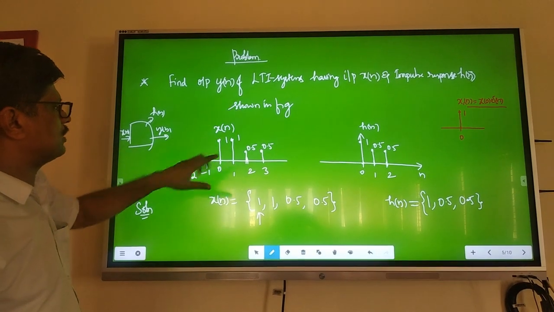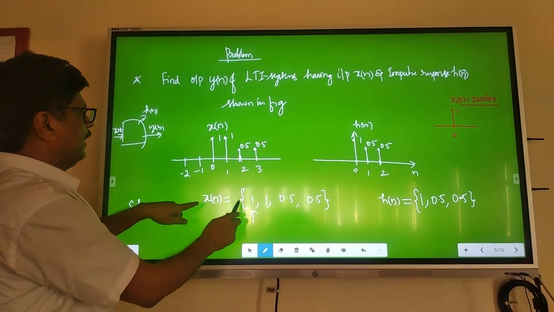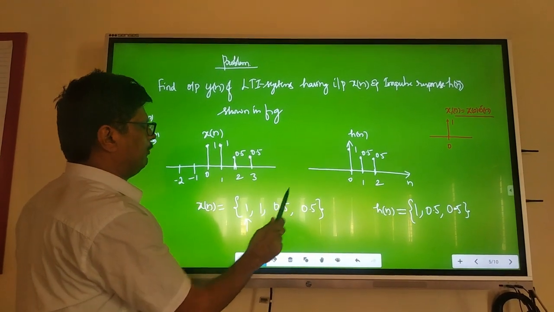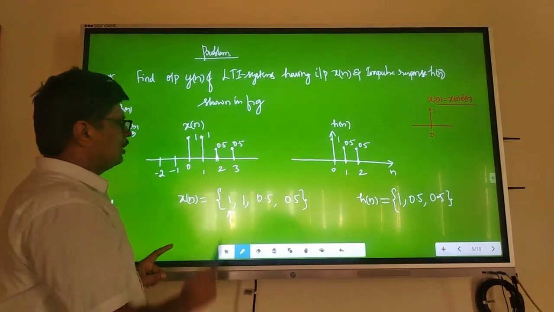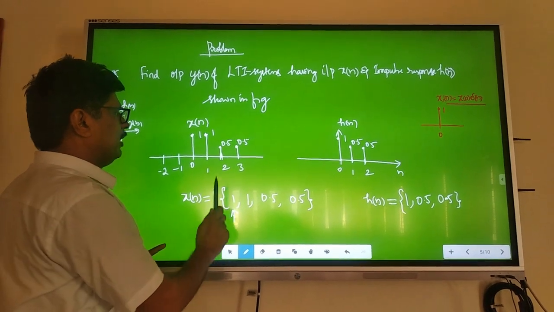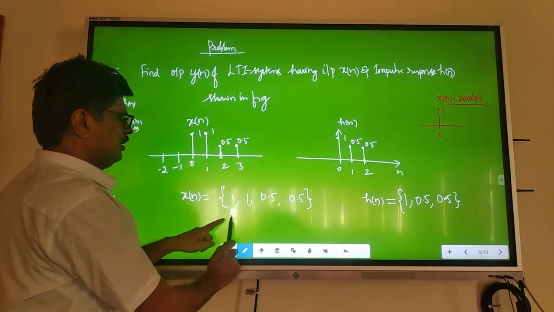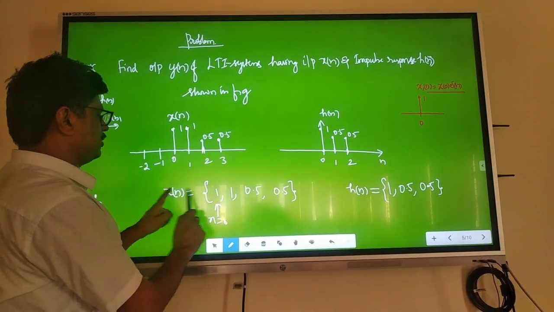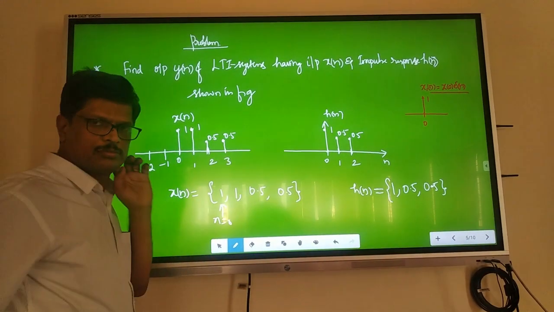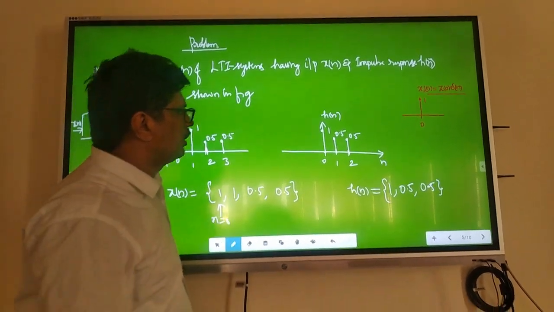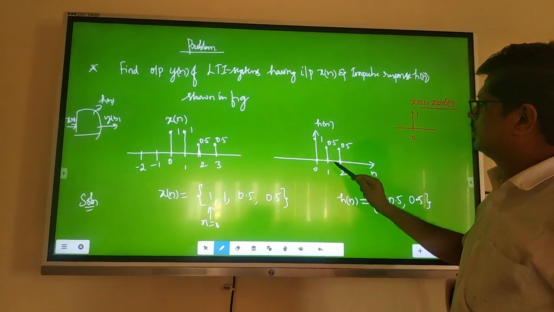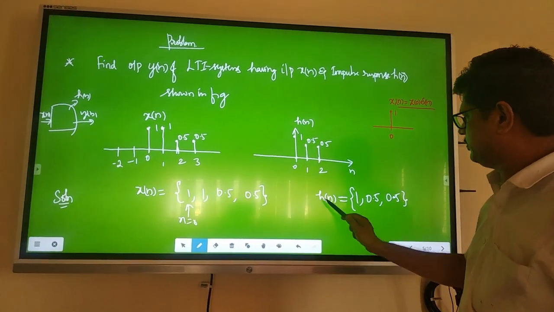Now x of n gives us 4 samples: x of n is equal to 1, 1, 0.5, 0.5. At 0 it is 1, at 1 it is 1, at 2 it is 0.5, at 3 it is 0.5. If the arrow is there at n equals 0, x of 0 is 1, then to the right side, and the left side is minus 1. Similarly, he is giving h of n, again 3 samples: at 0, 1; at 1, 1.5; at 2, 2.5.